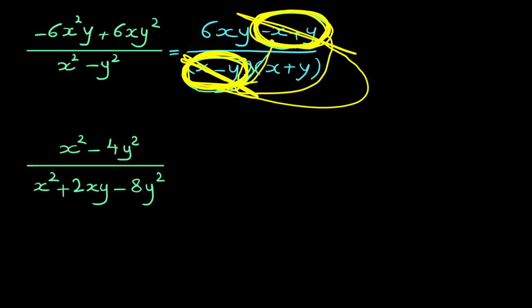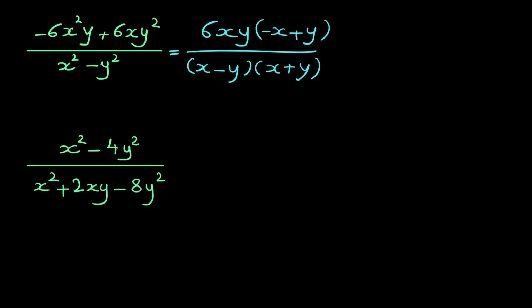So here you can cancel these two and then put a negative in your answer. So the final answer for this question is negative 6xy all over, so this goes with this, x plus y.